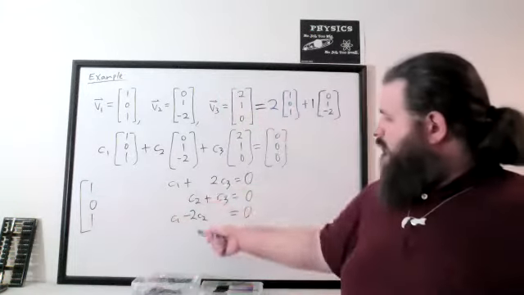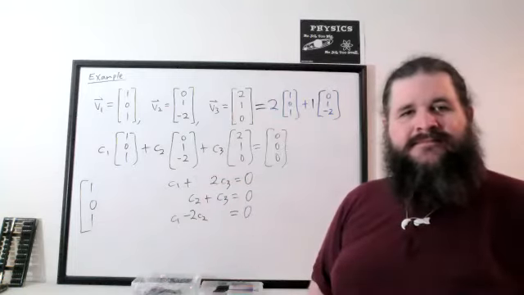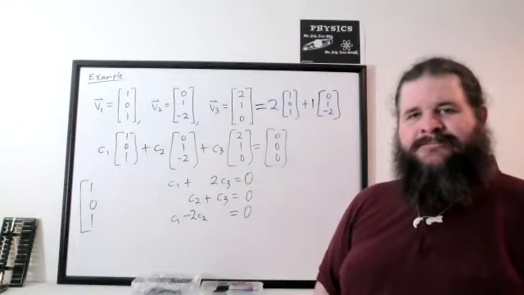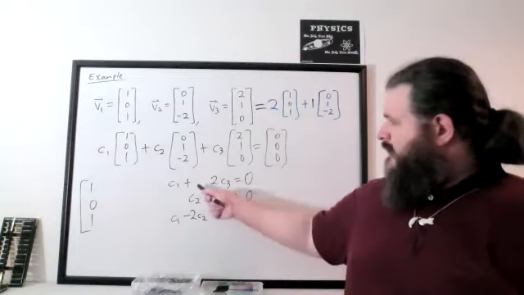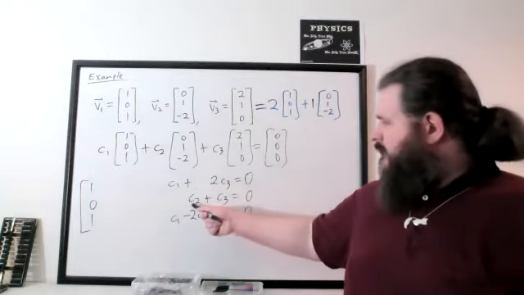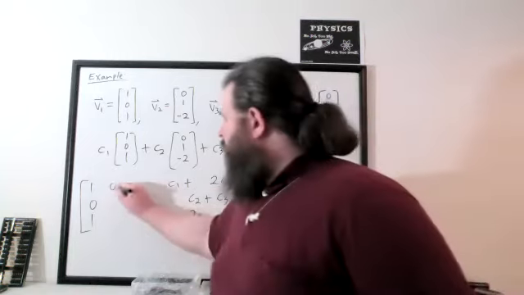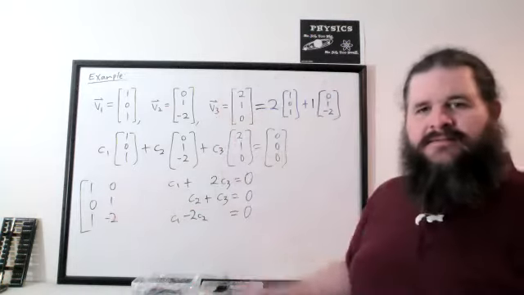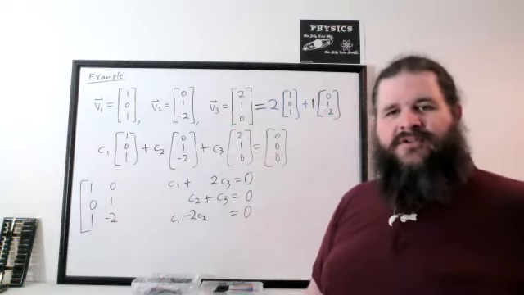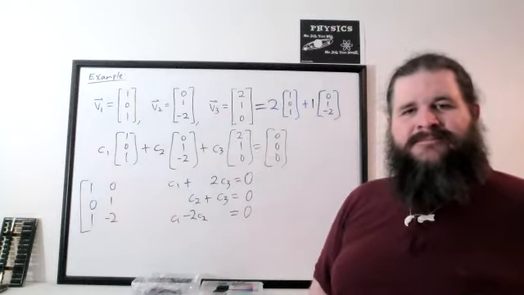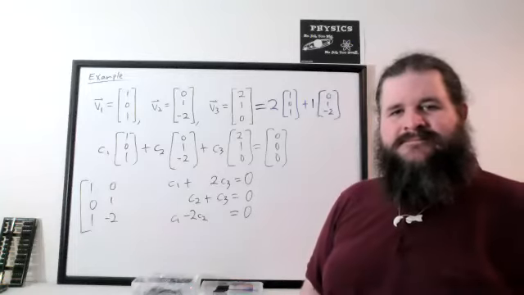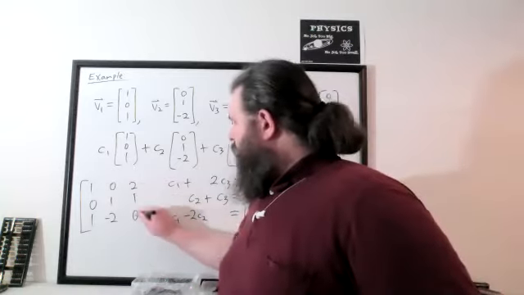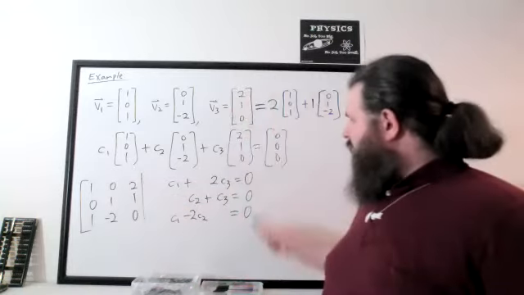Then if we take a look at the coefficients on C2, what do we have? First equation, we've got no C2 at all, right? Yeah, 0, 1 C2, and then -2 C2. 0, 1, -2. And then for C3, what coefficients do we have there? Yeah, 2, 1, and 0. And then we can augment that with the 0 vector, 0, 0, 0.